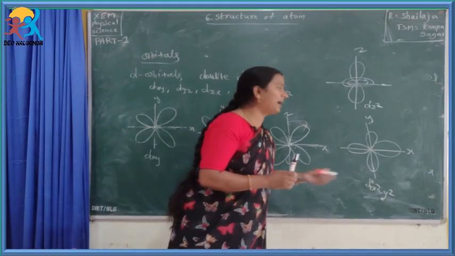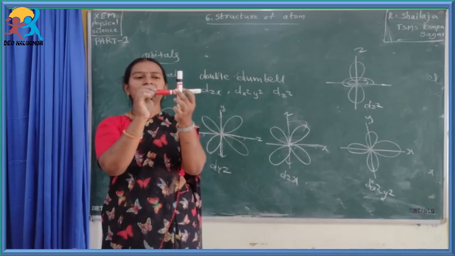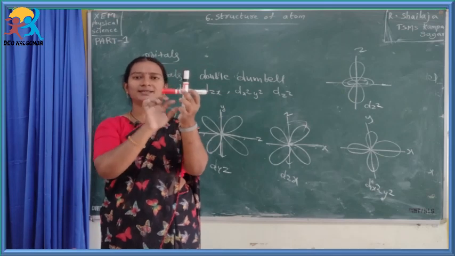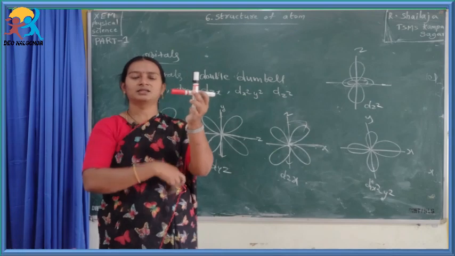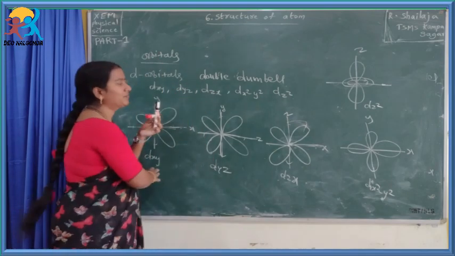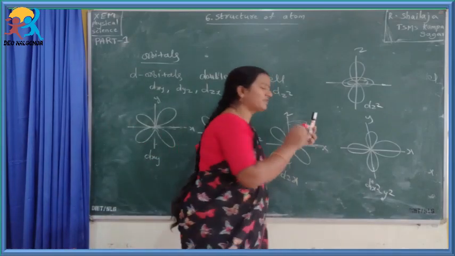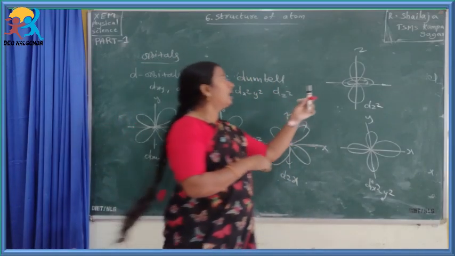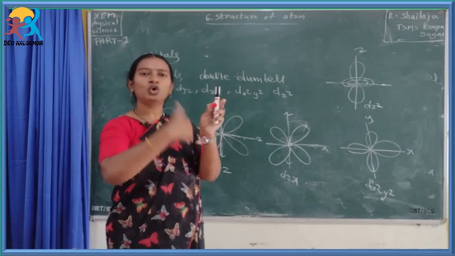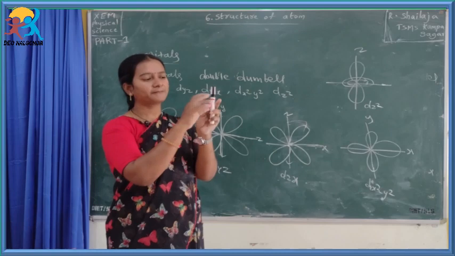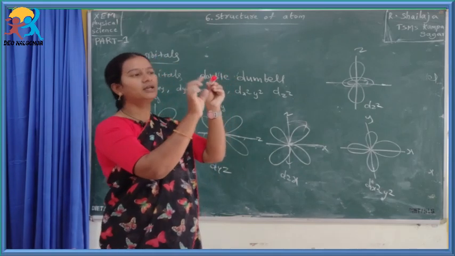And next dx square minus y square means x axis and y axis, okay. The 4 loops are spread on the axis, not between the axis. Dxy, dyz, dzx are in between the axis, and dx square minus y square is on the axis. And dz square means the 4 loops, one loop is on the axis and one loop is around the axis, okay. This is the dz square, you see it is dz.